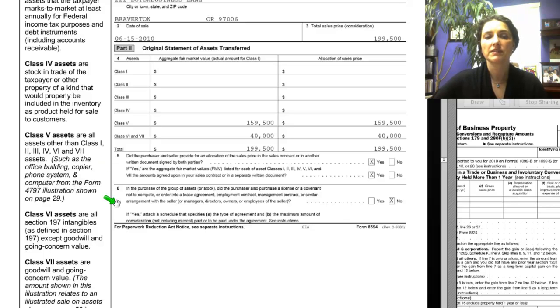And then finally, line 6: in the purchase of the group of assets or stock, did the purchaser also purchase a license or a covenant not to compete? And in our illustration, no, that did not occur.